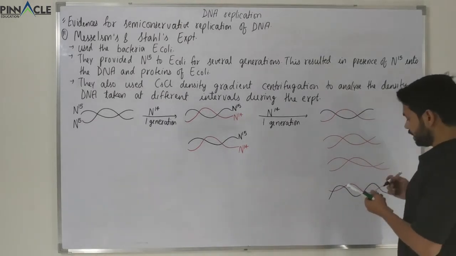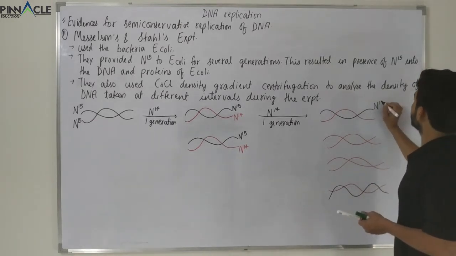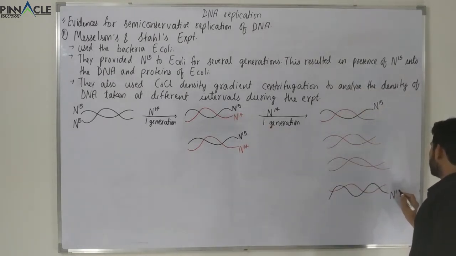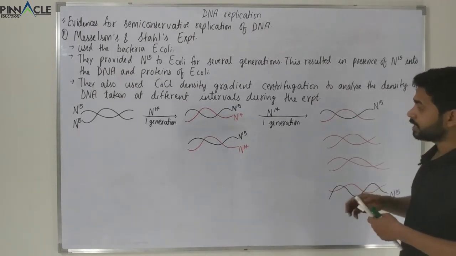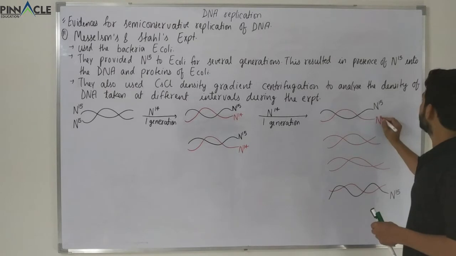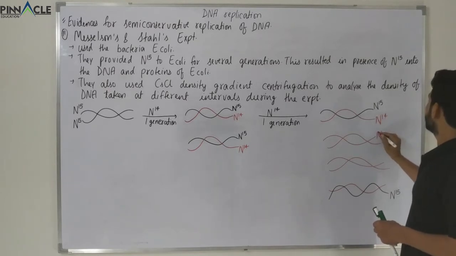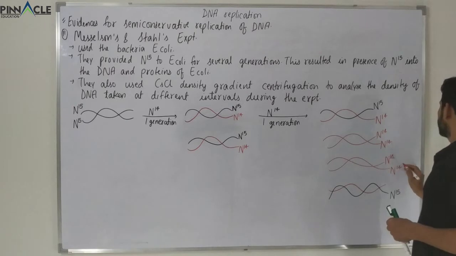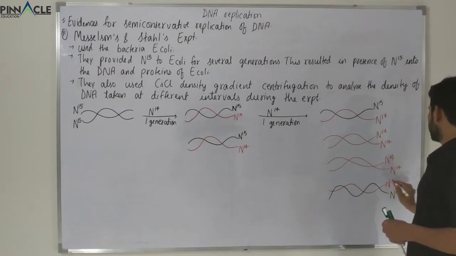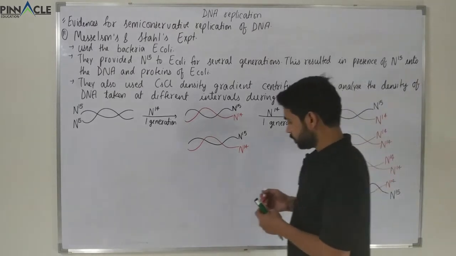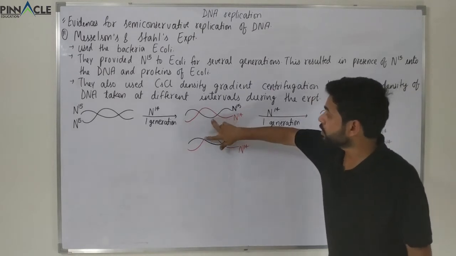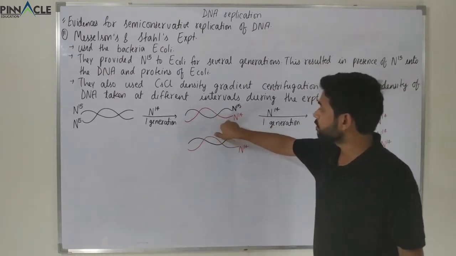So what happened in this case is that this was N15 from the beginning, that is, it is the old strand. Here also we have one old strand, but all the red strands were containing N14. Here also N14, here also N14, likewise here. So this is what happens. Here we have two old strands, as well as two new strands. That is, the red one is a new strand.